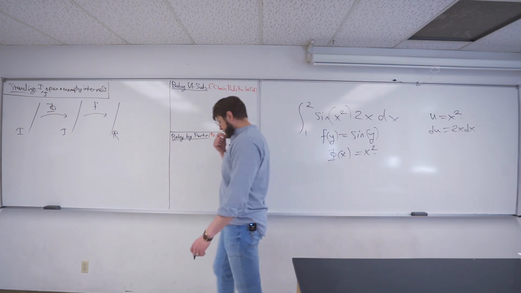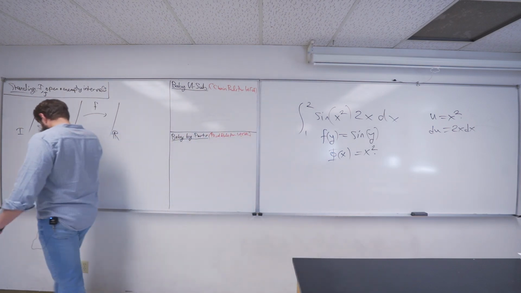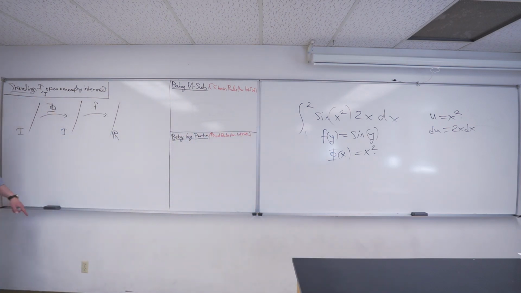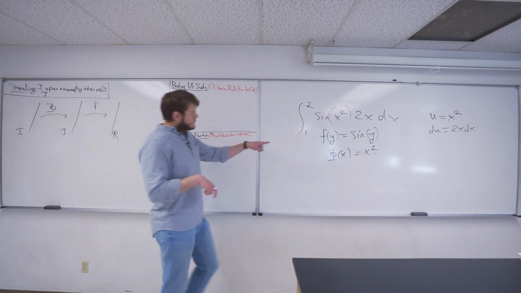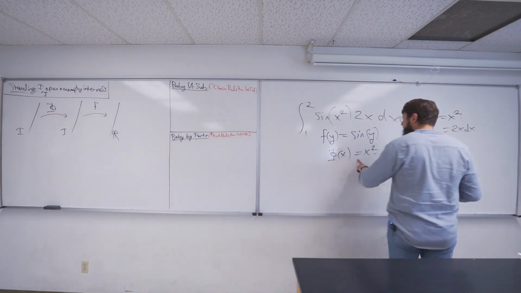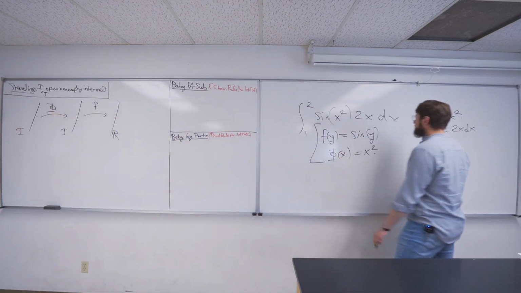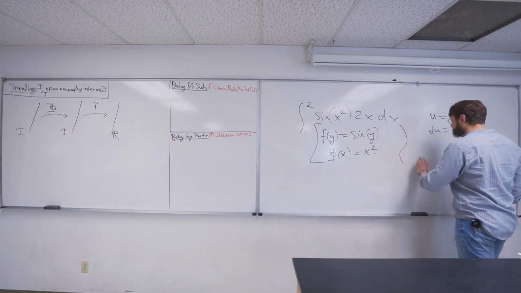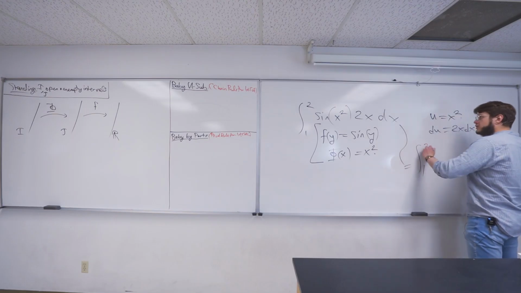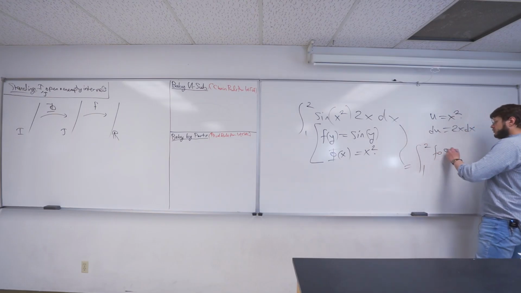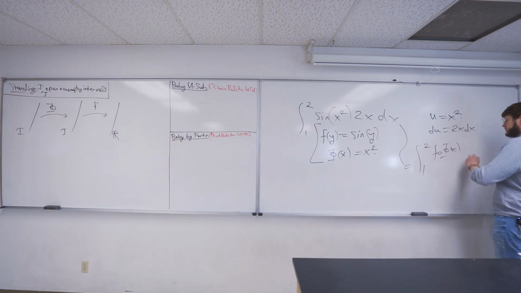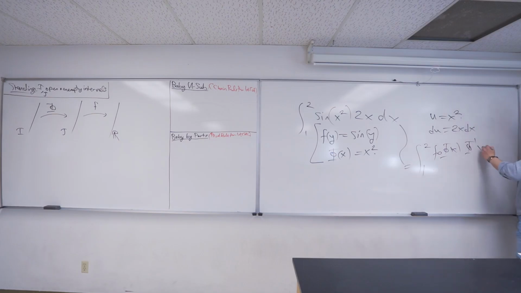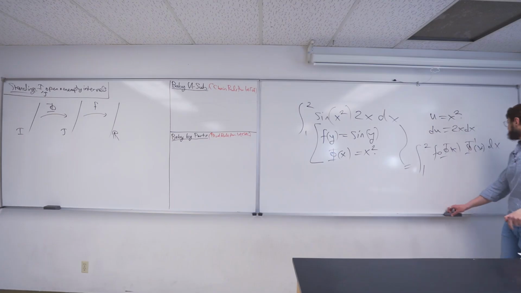This is the one side. Right. OK. So if I were to use this formalism, this integral becomes the integral from 1 to 2 of f composed with phi of x, and then phi prime of x dx.